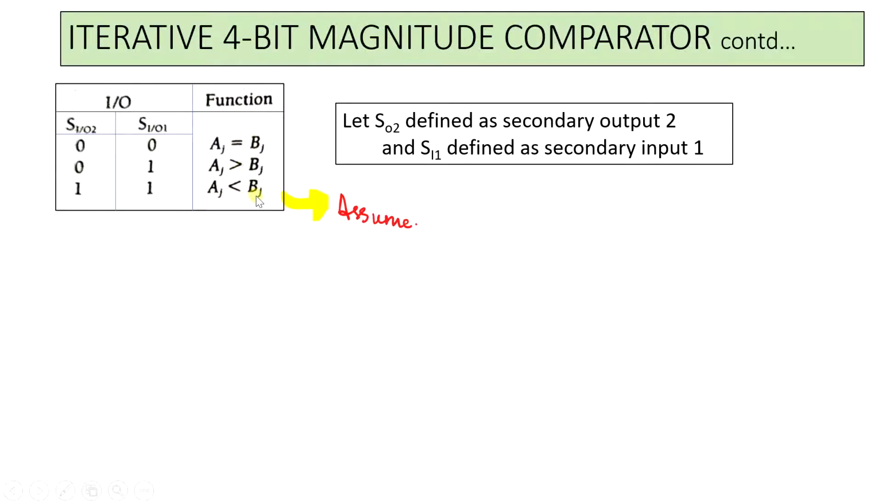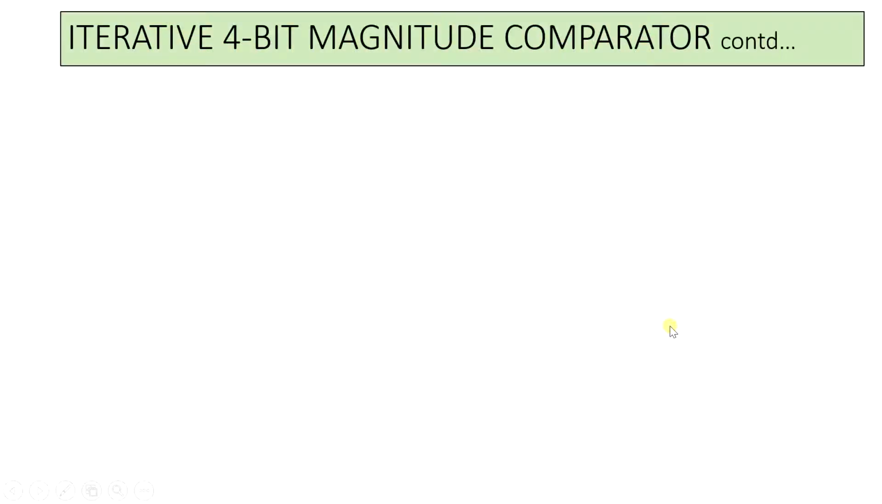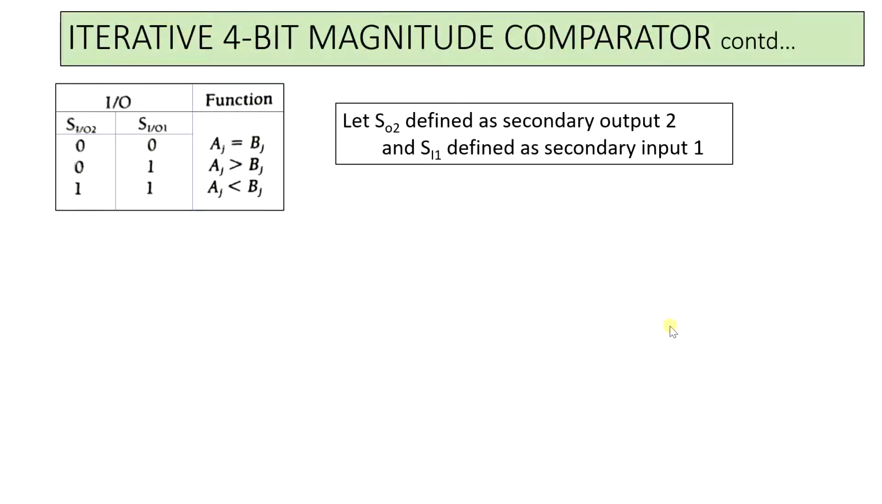If you remember, I mentioned that we are performing the encoding in these blocks because the result of this comparison was supposed to be in terms of A greater than B, A equal to B or A less than B. But here the output of SO, that is the secondary output, is just 2 bits. So these 2 bits have to be encoded. So that encoding has been done in this particular table.